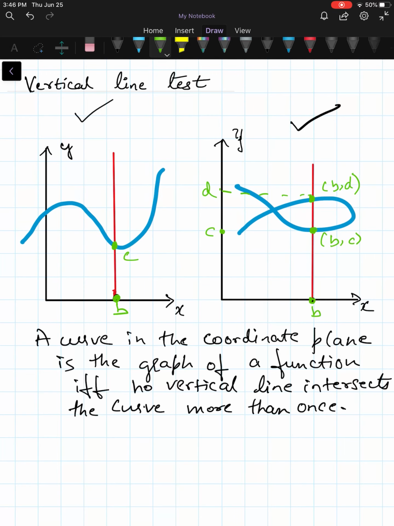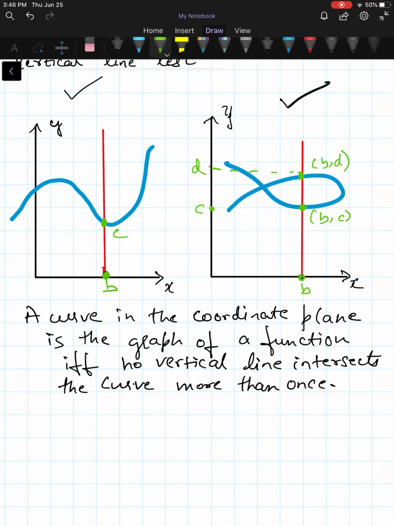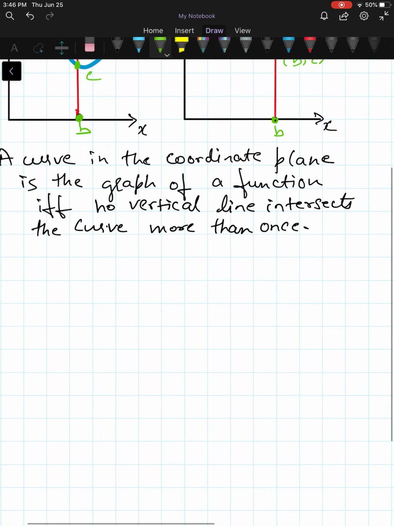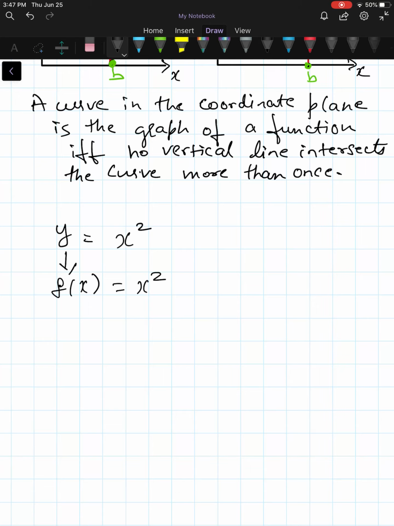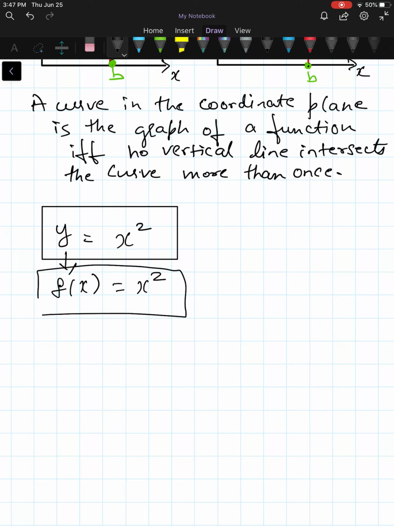We can also analyze a given equation and find out whether it is a function or not. I discussed in the previous video, in part 1 of section 2.2, how you represent a function as an equation. If you are given y is equal to x square, your y represents f of x, right? That would be the function. This is nothing but the equation form of the given function f.